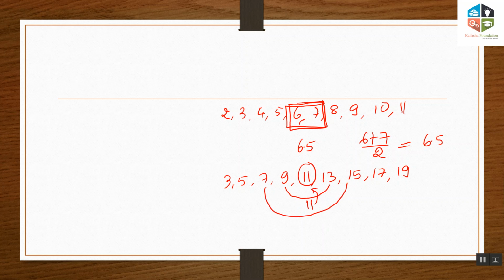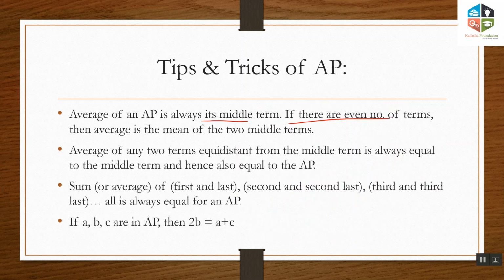Again, 7 and 15, 2 places this side, 2 places this side, are equidistant from the mean. 7 plus 15 is 22, 22 upon 2 is 11, again equal to the mean. 5 and 17, 22, 22 by 2 is 11, again equal to the mean. 3 and 19, 22. And the same thing I have told you, equal to the middle term, and hence also equal to the average of the AP.